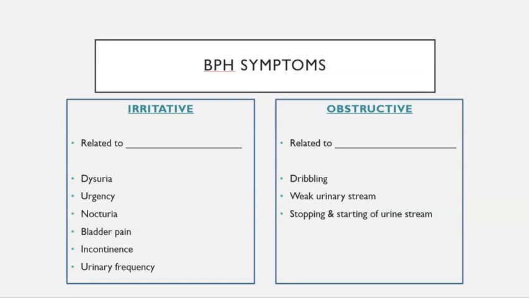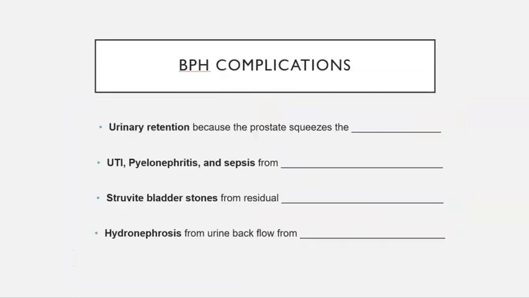BPH symptoms are categorized as irritative or obstructive. Irritative symptoms will all be related to inflammation or infection. Obstructive symptoms will all be related to the prostate being enlarged. BPH patients may experience urinary retention because of the prostate squeezing the urethra.